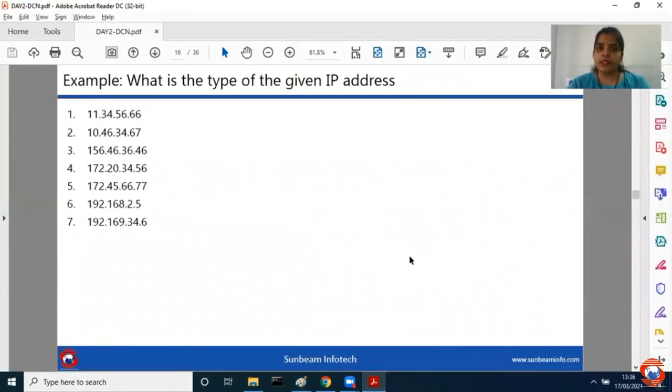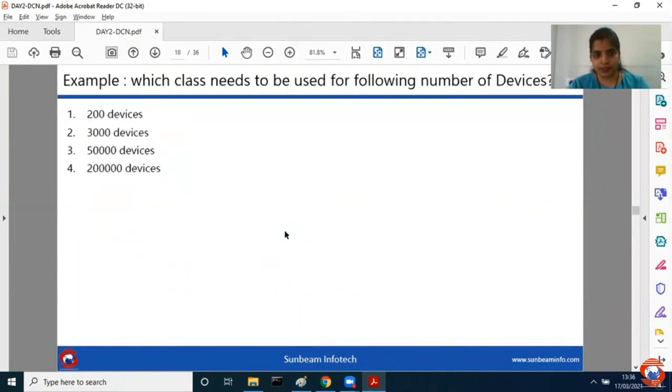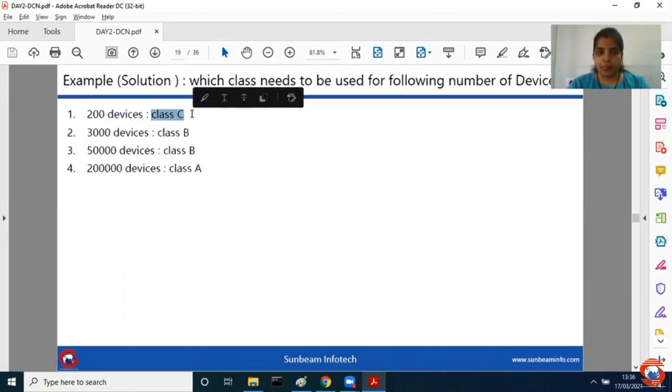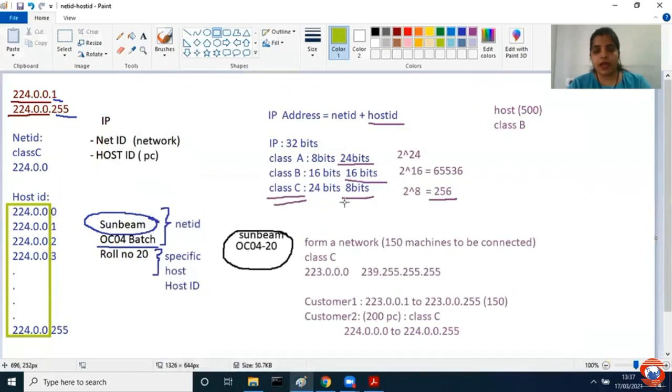All right. So this is basically 1 or 2 questions that I've included. कि कौन सा IP address public है, कौन सा private है. You just have to remember the addresses. Or maybe if I say I wish to connect 200 devices, I'll go for class C. 3,000 devices, I'll go for class B. 5,000, 50,000, class B. 2 lakh devices, class A. Have you understood what is basically IP address introduction?